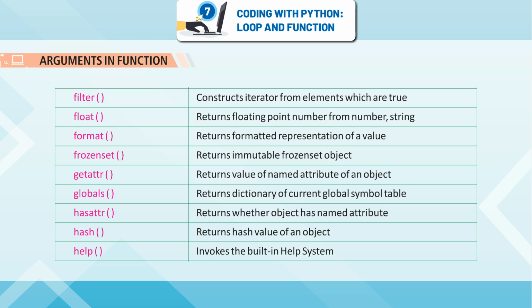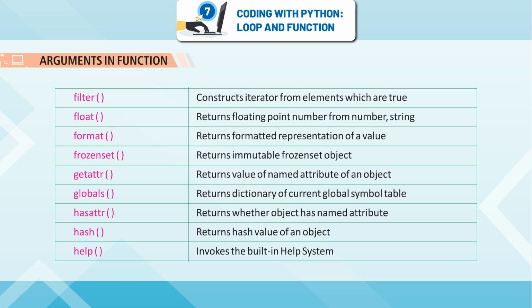format returns a formatted representation of a value. frozenset returns an immutable frozenset object. getattr returns the value of a named attribute of an object. globals returns a dictionary of the current global symbol table. hasattr returns whether an object has a named attribute. hash returns the hash value of an object.